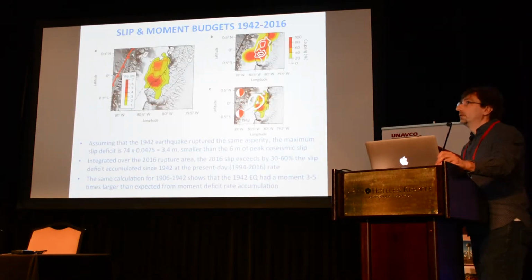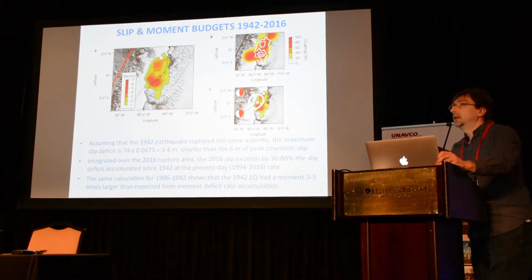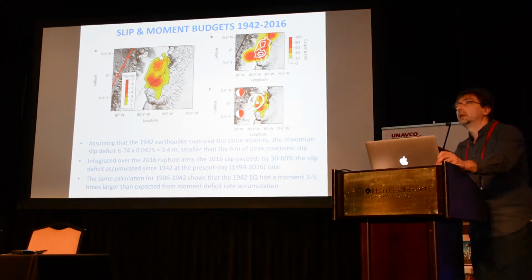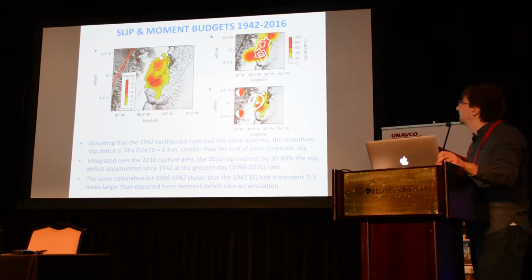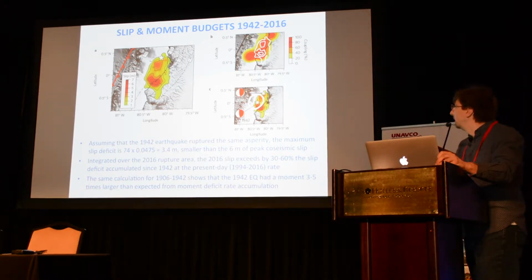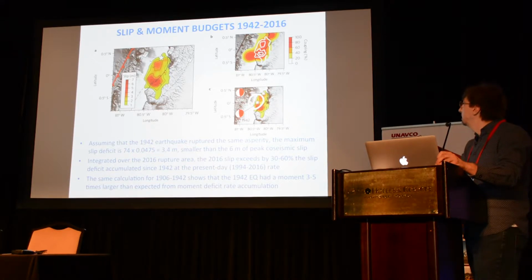Because this is not a proof, for doing the seismic moment budget I will test two hypotheses. The first one is that there were large overlaps between the two earthquakes. So let's do some calculation. We have 74 years between the two earthquakes. We have the slip rate, so we would expect a slip deficit of about 3.5 meters. And this is smaller than the 6 meters of peak seismic slip that we observed.